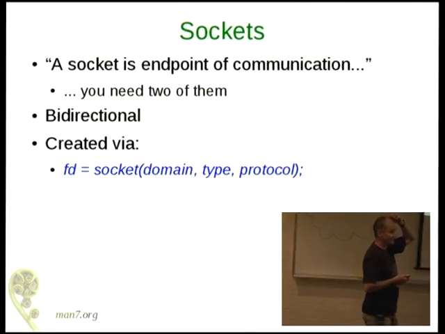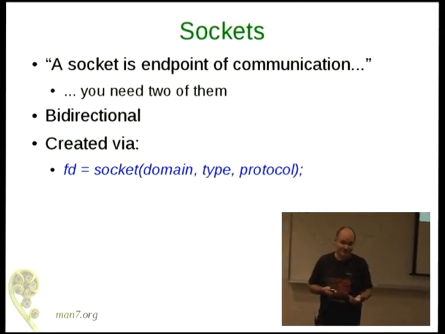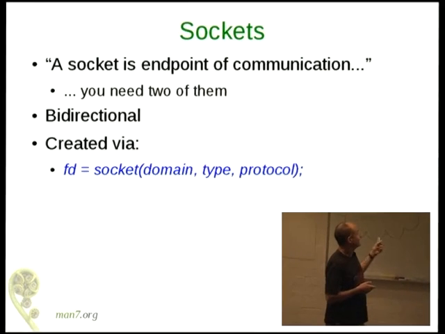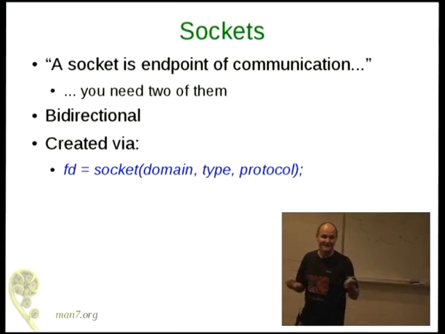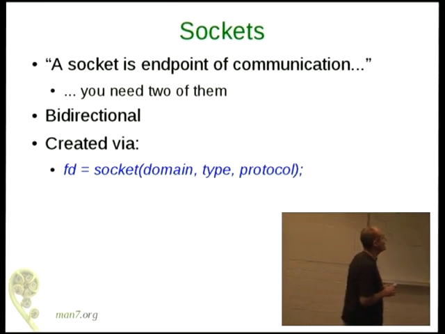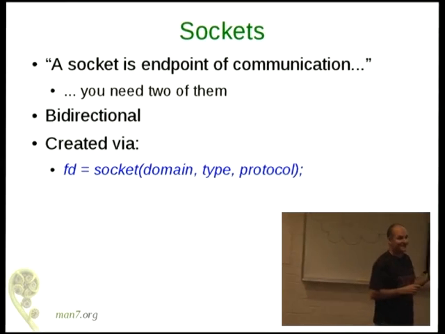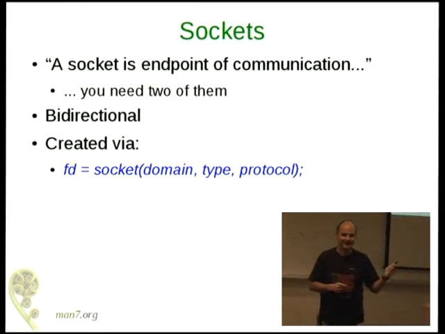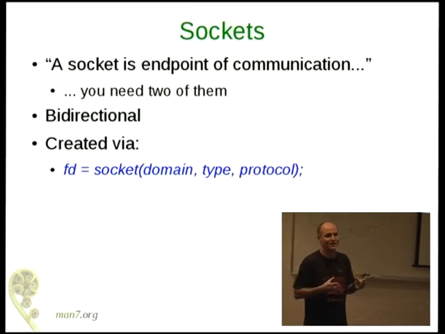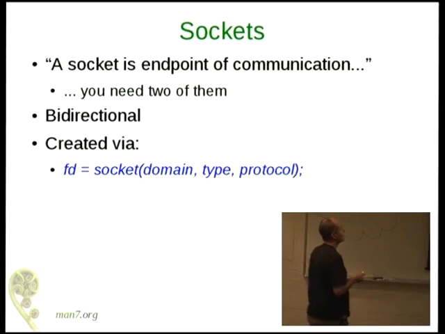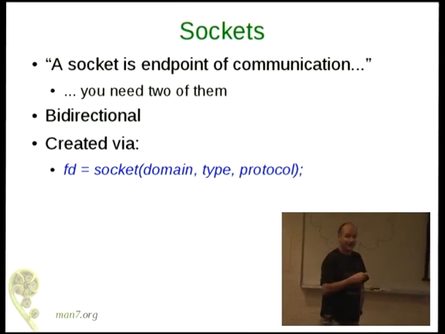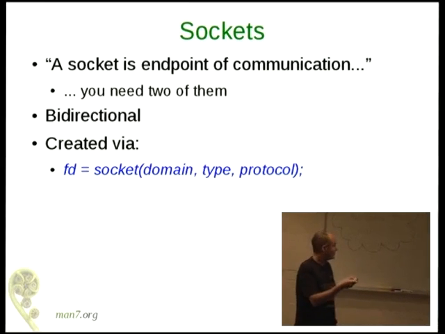I think the very first published document about sockets that made its way to the outside world had this wonderful sentence: a socket is an endpoint of communication, which completely baffled me when I read it. Because the next sentence should have said, you need two of them. You create two sockets and then you join them together, or you send messages between them. Sockets are unlike pipes, for example. They're bidirectional. With a socket, you can both read and write data on the socket.